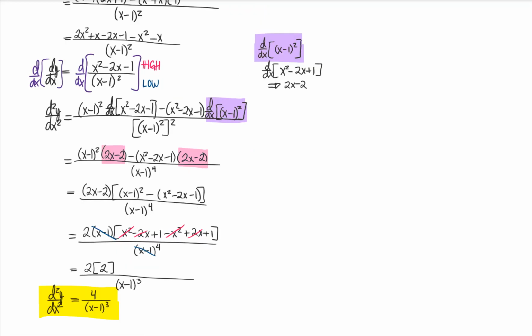When you use the quotient rule twice, you're probably going to have to factor not only a number, but a quantity, like we did here with 2x minus 2. Always look for ways you can factor so that you can continually reduce and make it as simplified as possible.